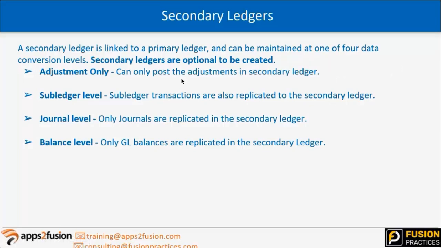Similarly, the same things are available for your reporting currencies as well. So you can create your reporting currencies at all these levels. Whether it is a secondary ledger or reporting currency, if you want the subledger journals or subledger transactions also to get transferred in a different representation, you can do that as well.